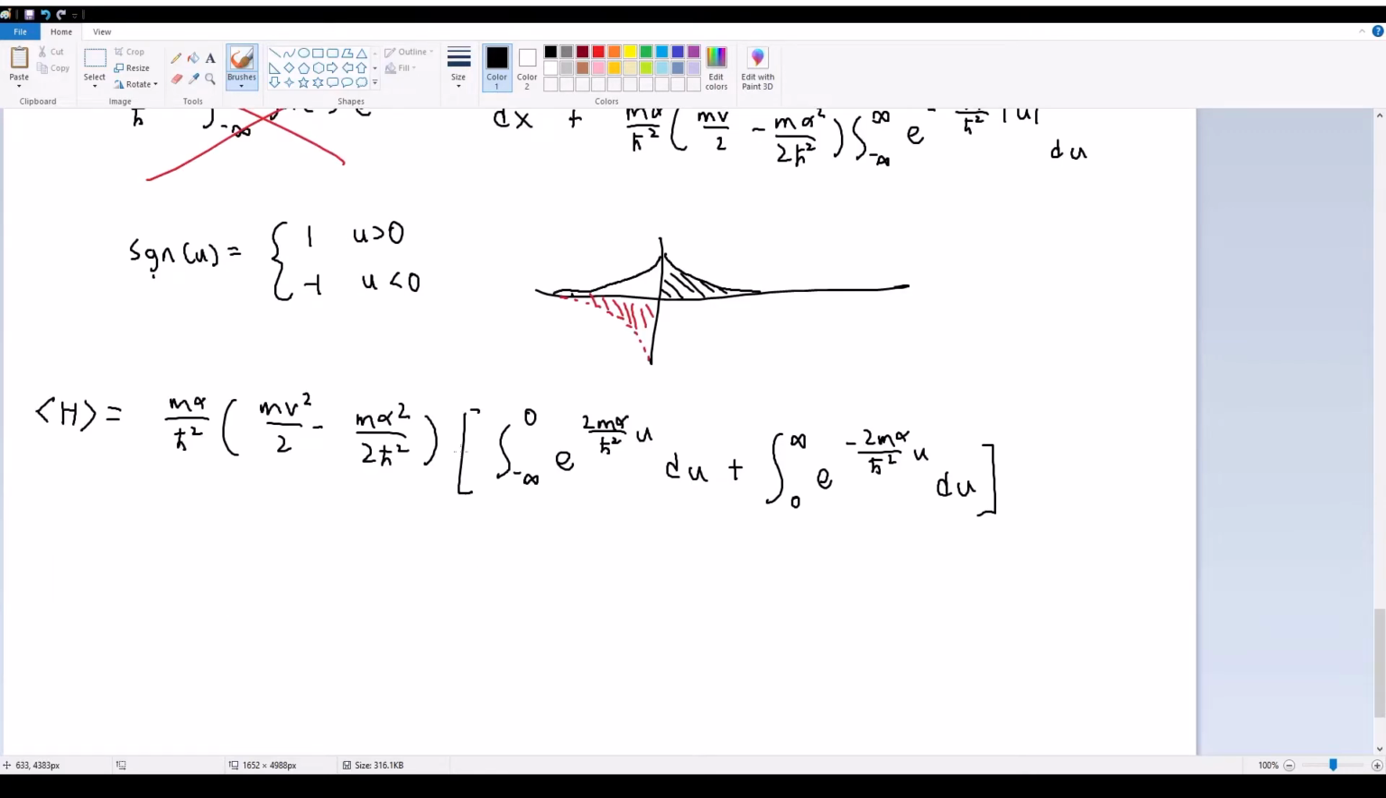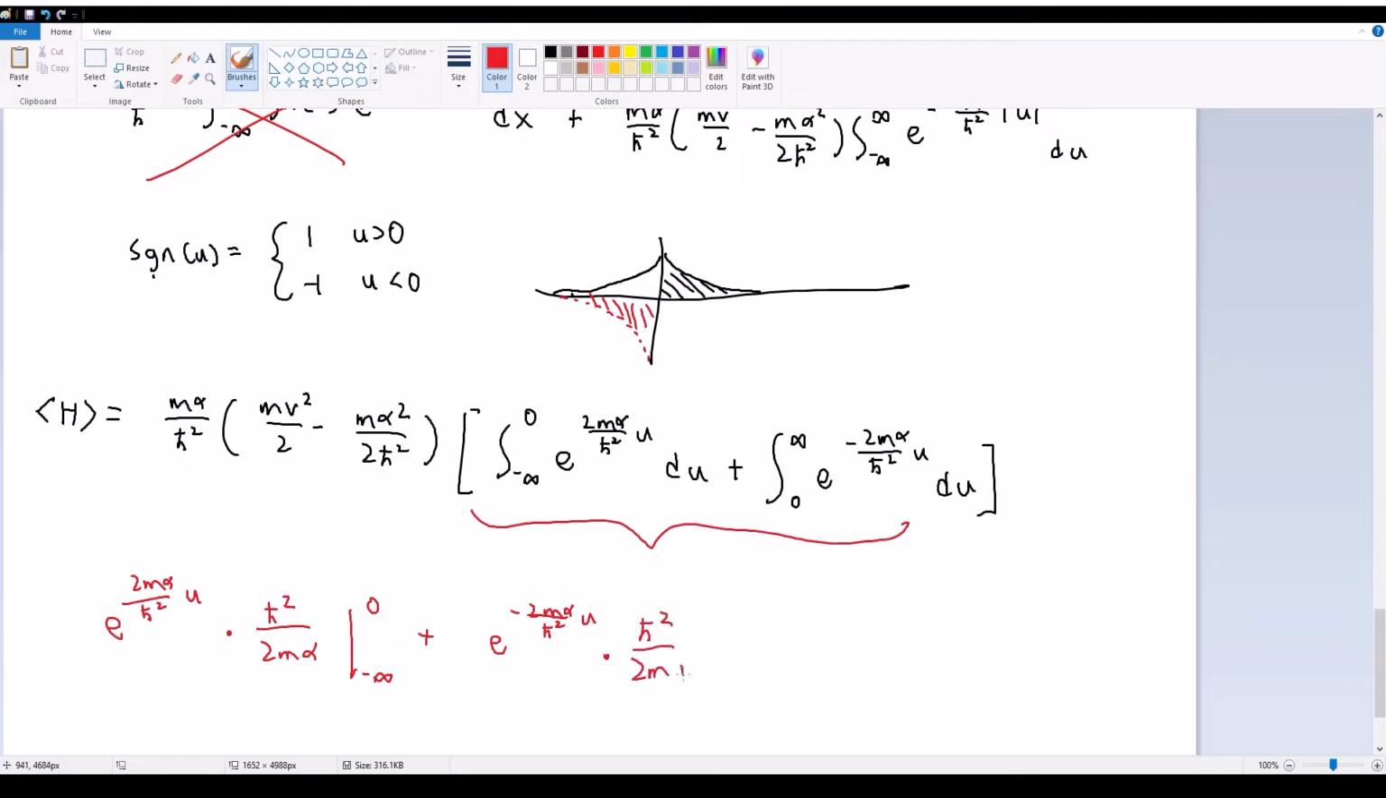Evaluating this integral, this is going to give us e to the 2m alpha over h bar squared times u multiplied by h bar squared over 2m alpha. Is that correct? Yeah. Evaluated from negative infinity to 0 plus e to the negative 2m alpha over h bar squared times u multiplied by h bar squared over 2m alpha, going from 0 to infinity.